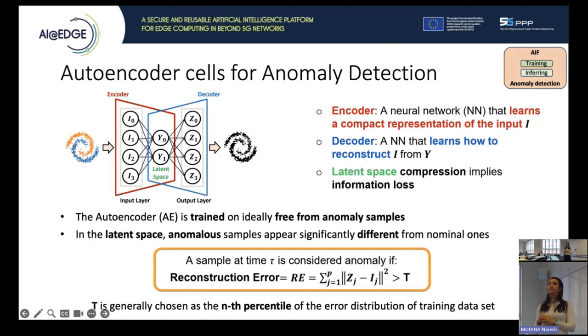And in order to decide if we have an anomaly or not, we need to compute the reconstruction error. The reconstruction error could be, for example, the MSE, the mean squared error. If it is higher than a given threshold, we can say that this sample contains an anomaly. The threshold is actually computed from the training set, based on the nth percentile of the error distribution of this training data set.